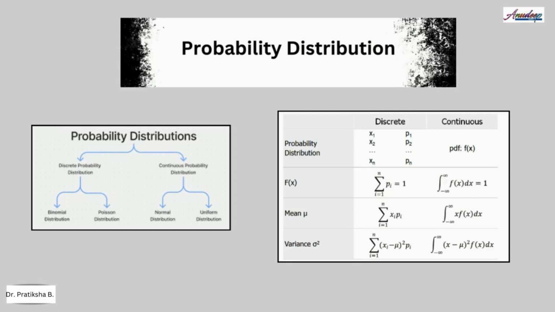So always remember that looking at the problem, identify whether it is a discrete random variable or a continuous random variable, and you can apply the formulas accordingly. So it is very much essential that you remember the formulas, and it is very easy to score the marks on this topic.